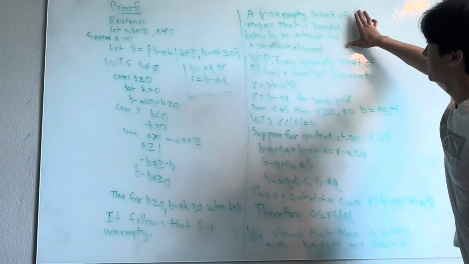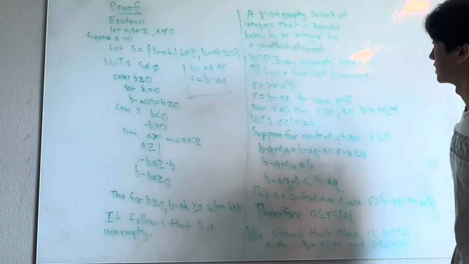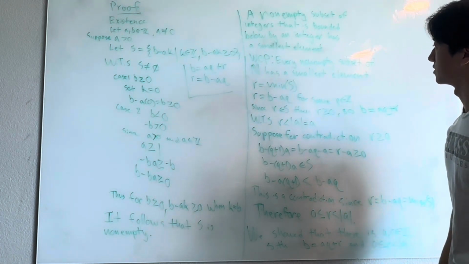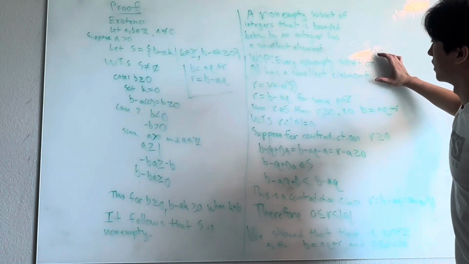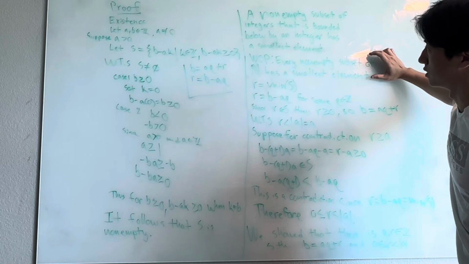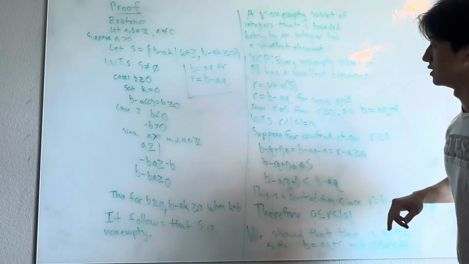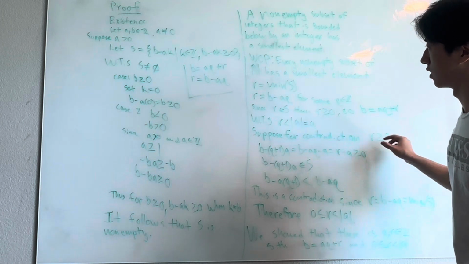And this statement is derived from the well-ordering principle, which states that every non-empty subset of natural numbers has a smallest element. So we use this statement derived from the well-ordering principle to show that S has a smallest element, and then we use this smallest element to show existence of q and r.